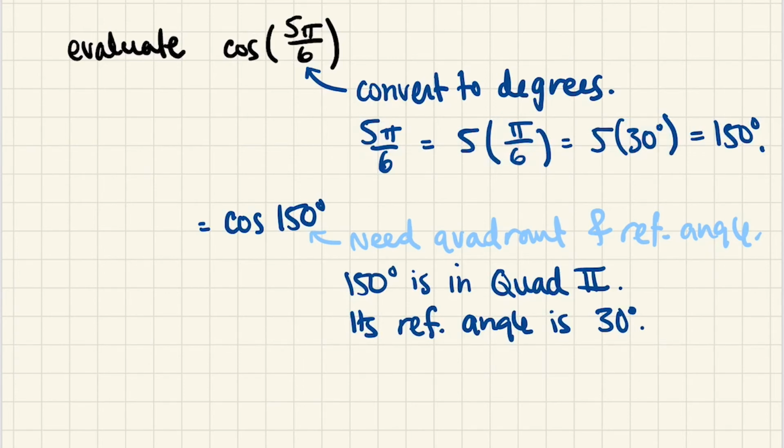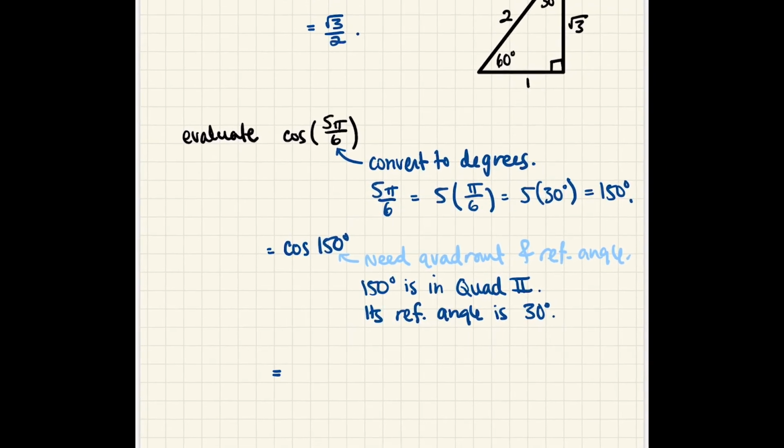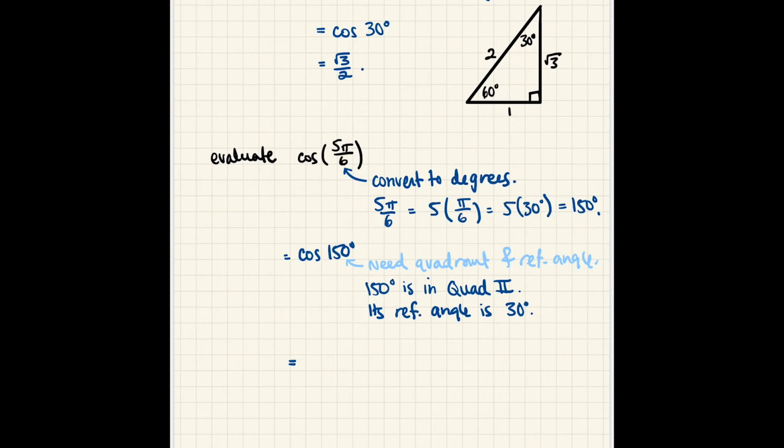Okay, so we know that because 150 degrees is in the 2nd quadrant, its cosine value will be negative, because only sine and cosecant are positive in the 2nd quadrant, and that the actual magnitude of our answer will be found by taking the cosine of the reference angle off of the special triangle. So cosine of 30 degrees is, of course, rad 3 over 2. So cosine of 5 pi over 6, which is, of course, cosine of 150 degrees, is negative rad 3 over 2.